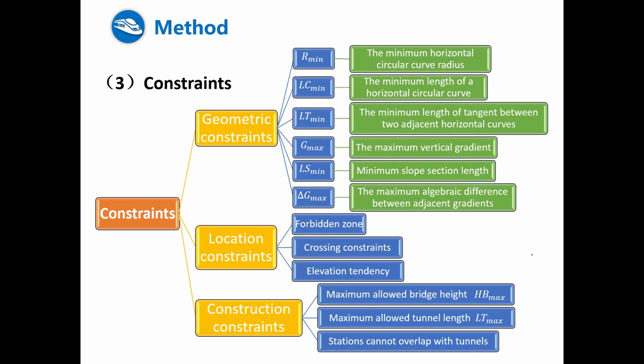And finally, the construction constraints mainly refer to the maximum bridge height and the maximum tunnel length. These constraints are set for economical purposes or limited by the current construction technologies. These are the multiple constraints in this study.